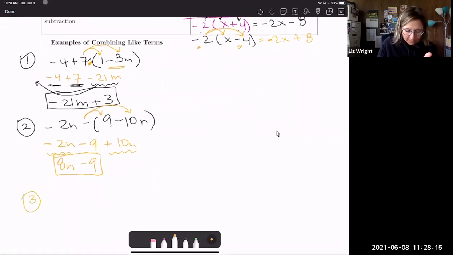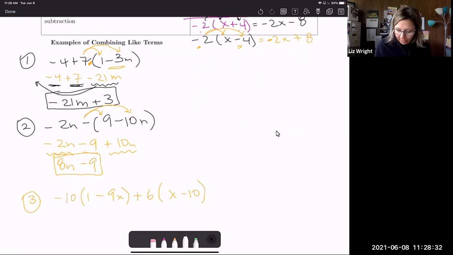So number 3, we've got -10 times the quantity 1 minus 9x, plus 6 times x minus 10. And you should pause the video and see if you can do this one. I'm going to give you the answer so you can see if you got it right at the end. It's 96x minus 70. And then I'm going to go through it too. But pause the video and see if you can get there on your own. All right, here we go.